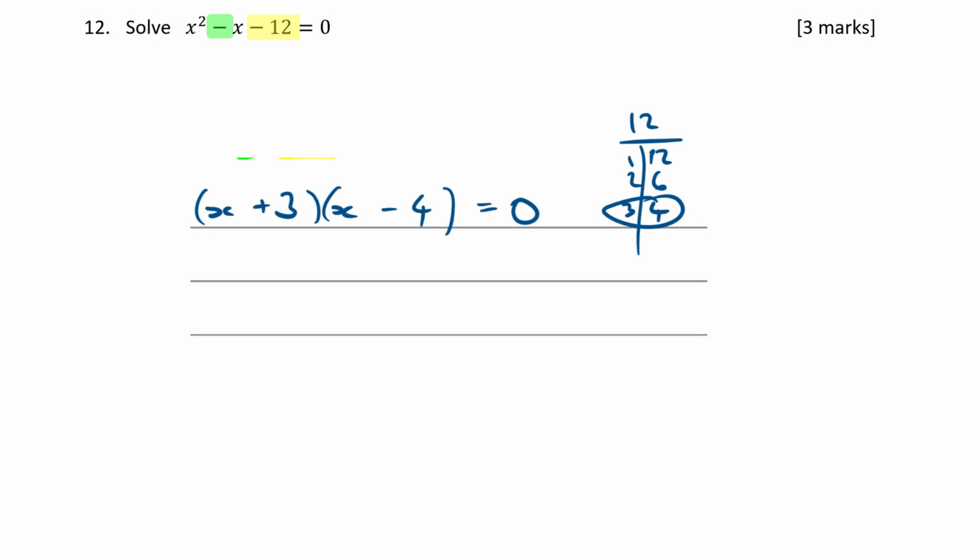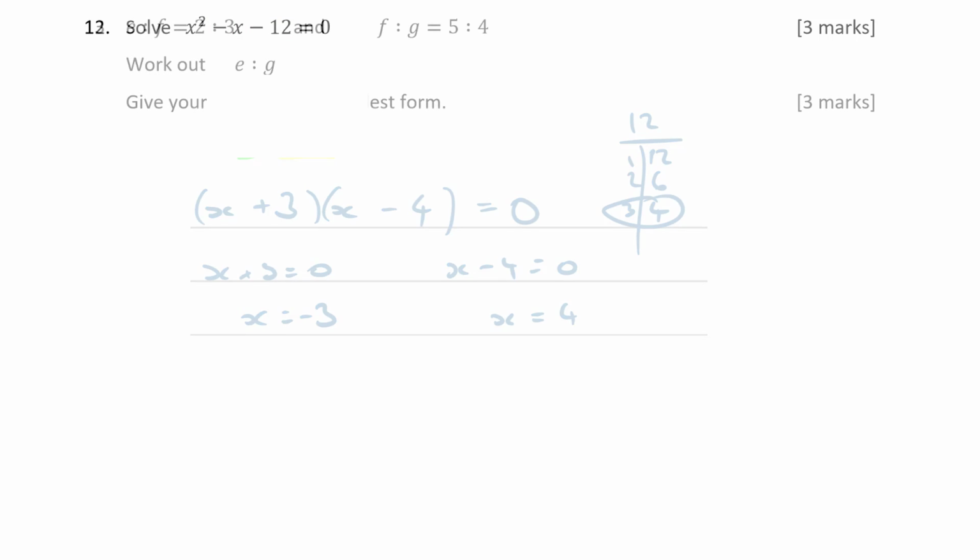Just double check at this point that they do actually multiply out as you thought. So x times x is x squared, 3 times x is 3x. x times minus 4 is minus 4x, so it's going to be minus x in the middle, and 3 times minus 4 gives you minus 12. Okay, so I've got x plus 3 times x minus 4 is equal to 0. Now to solve it, I'm going to make each bracket equal to 0. So x plus 3 is 0, telling me that x is equal to minus 3, or x minus 4 is equal to 0, giving me that x is equal to 4. So my two solutions are x equals minus 3 and x equals 4.